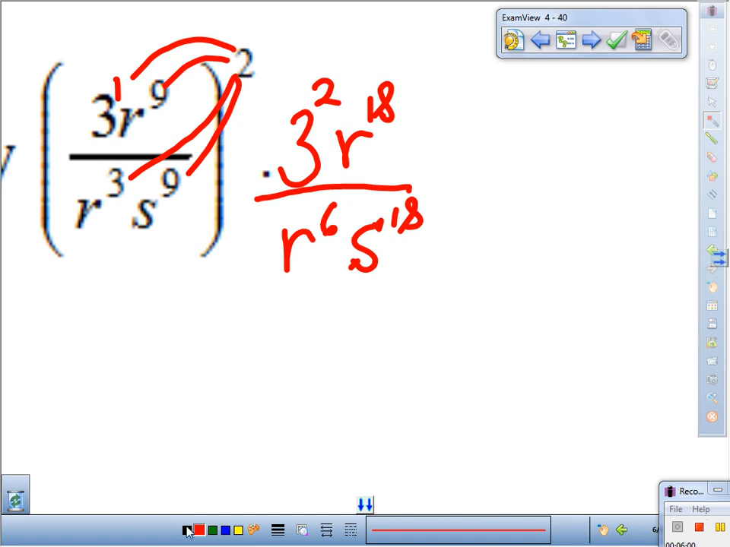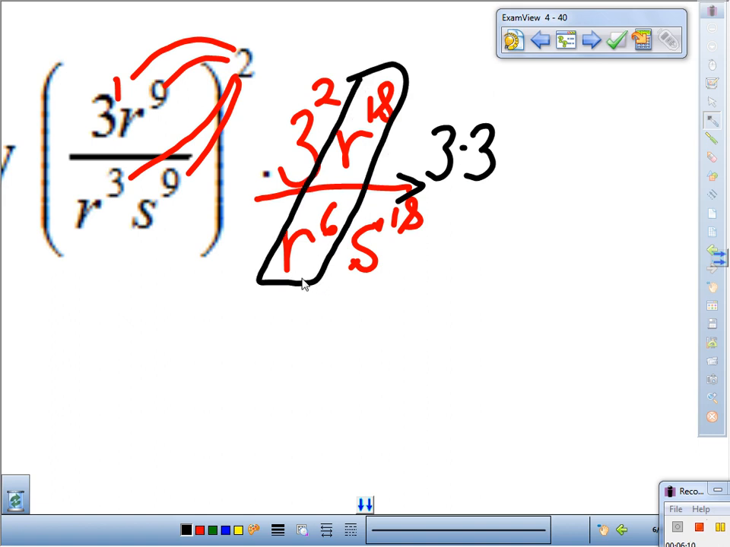All right. Next. What is 3 to the 2nd? 3 times 3. What is r to the 18 divided by r to the 6th? R to the 12. Why? Because they're the same base and we subtract. 18 minus 6 is 12.